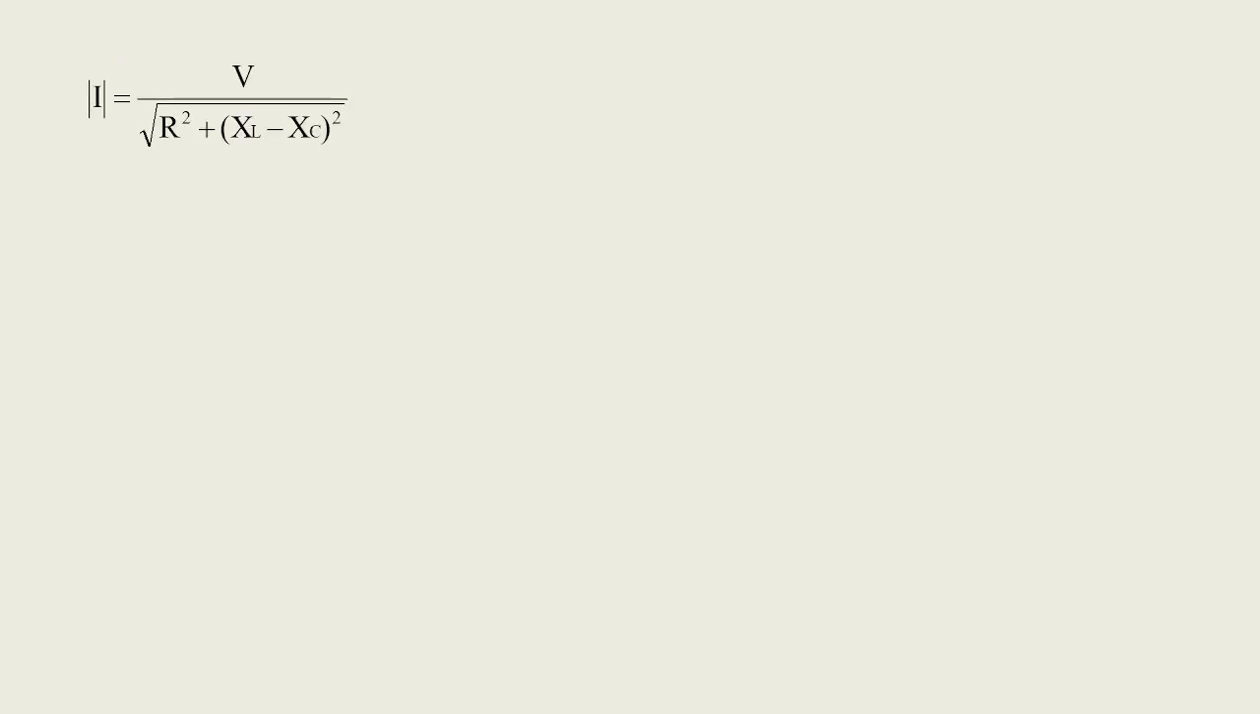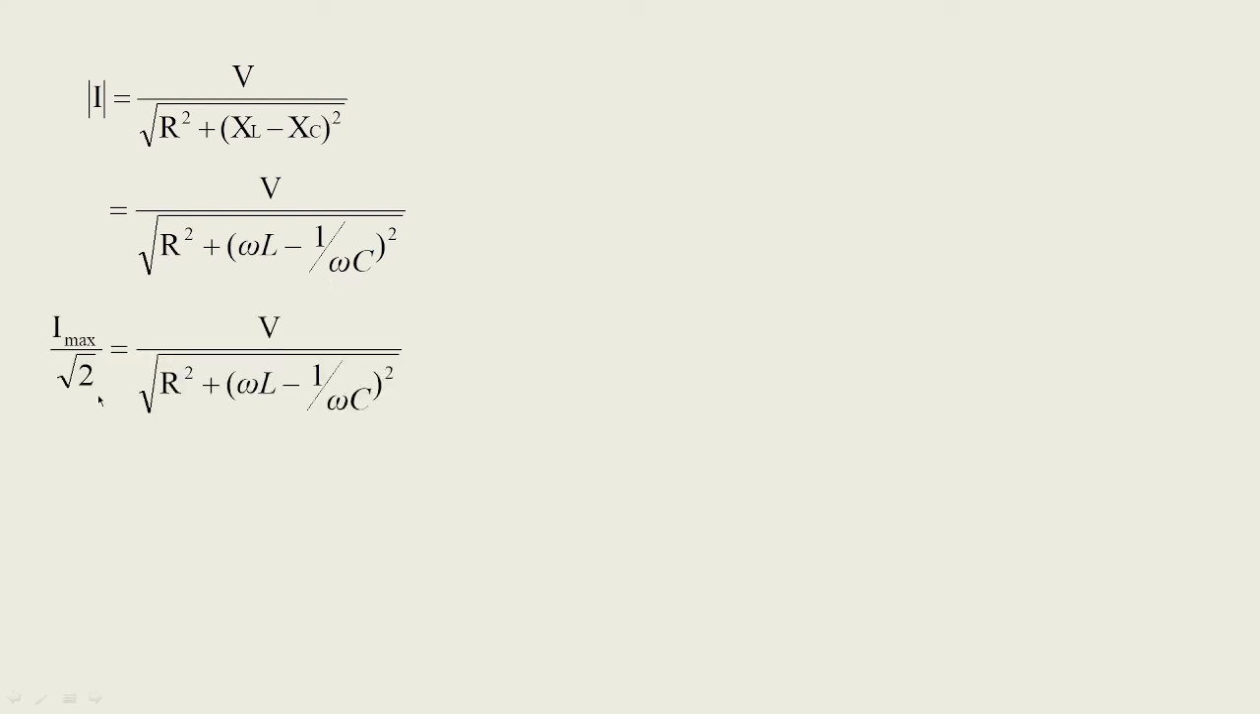So we have to find out the bandwidth value. So we have the current, which is nothing but the voltage supplied to the impedance value, the magnitude of the impedance. You have to take the values of XL, XC. And what is the maximum current? Maximum current we got in two times, at lower frequency and at upper frequency, that is I max by root 2.